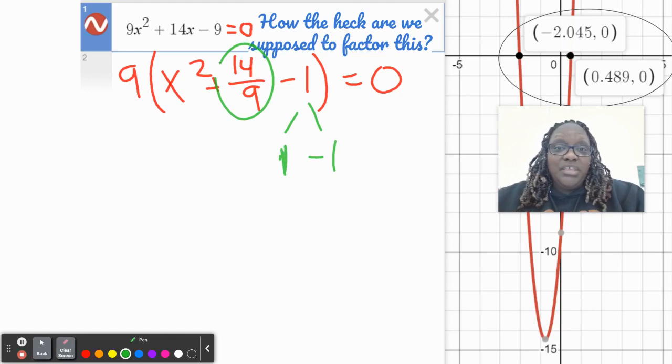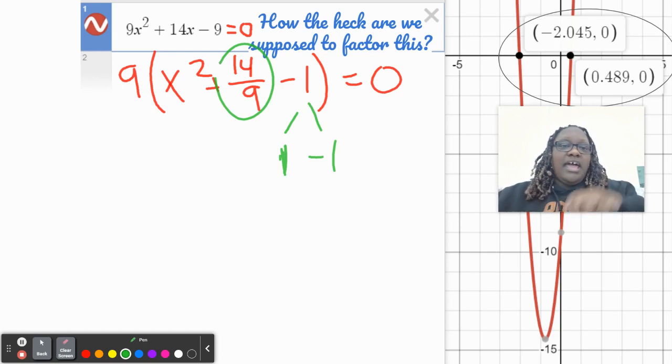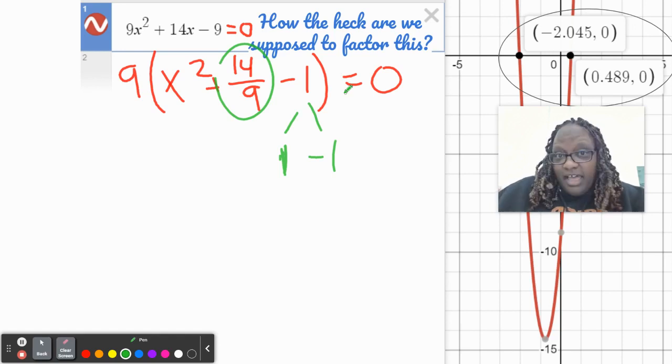No, they don't. So then I realize that I'm going to have to get into the decimal realm. I'm going to have to find numbers that are decimals that multiply to -1 and add up to the fraction of 14 over 9. That's a lot. So I wouldn't go the factoring route here, but there is a way to figure out what the x-intercepts are without factoring.